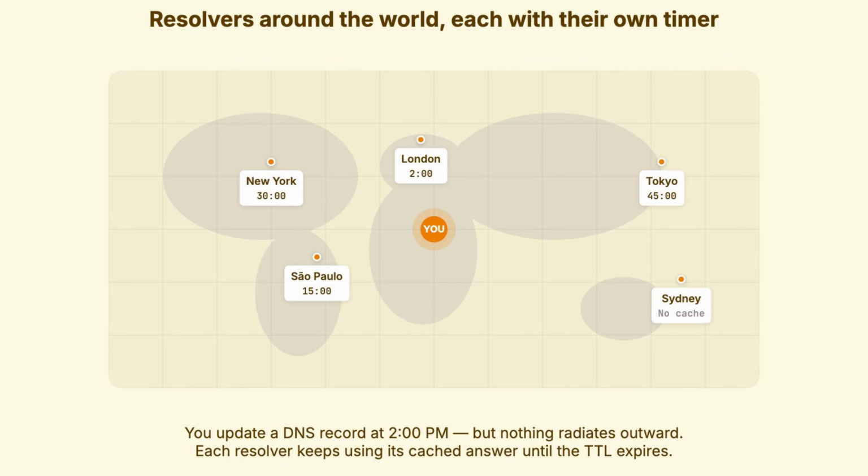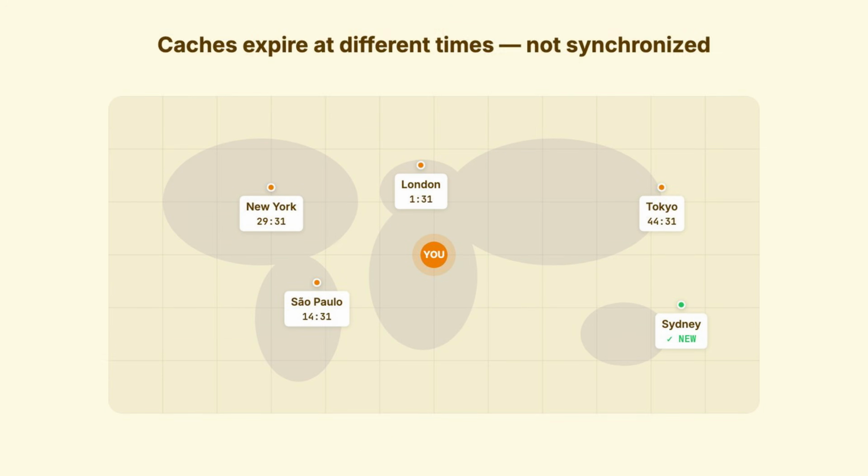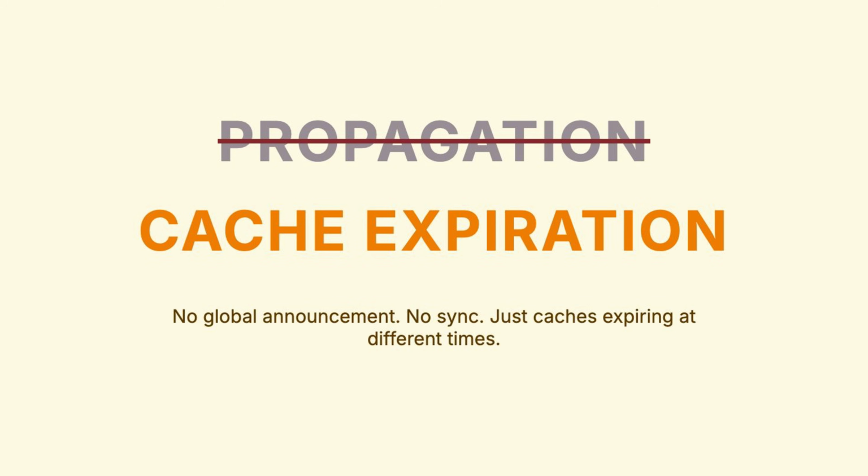You update a DNS record at 2 p.m. One ISP cached your old record 15 minutes ago. They won't ask again for another 45 minutes. Another cached it almost an hour ago. They'll see your change in 2 minutes. Someone who never looked up your domain, they get the new answer immediately. No global announcement, no sync, just caches all over the world, expiring at different times based on when they first asked. That's what propagation really is, cache expiration.